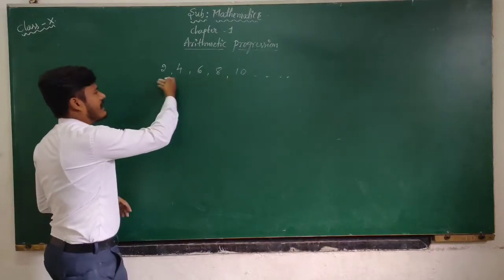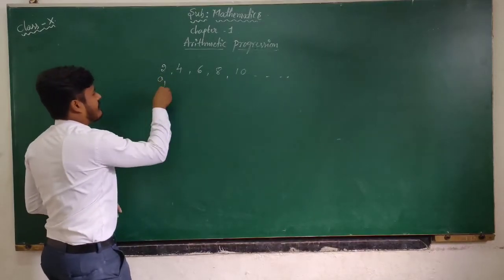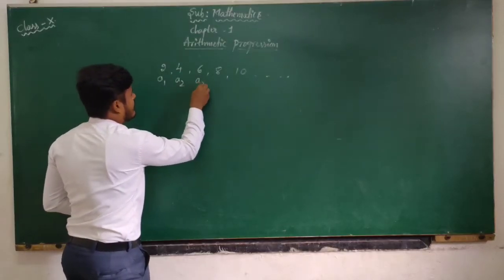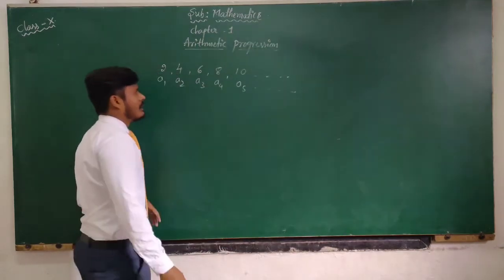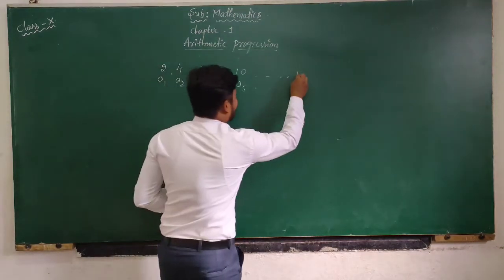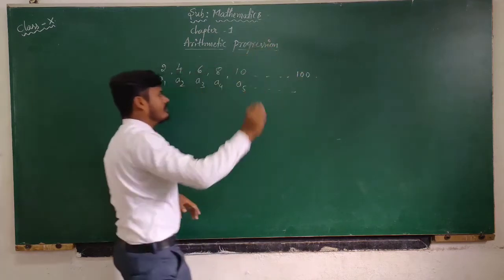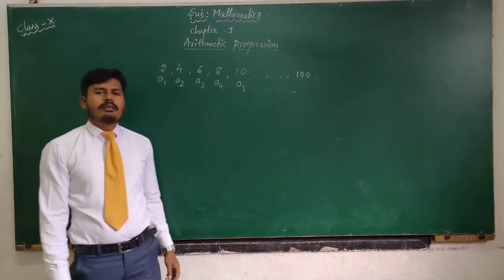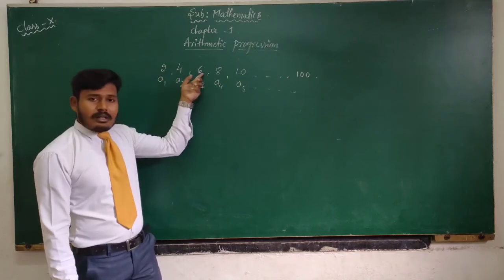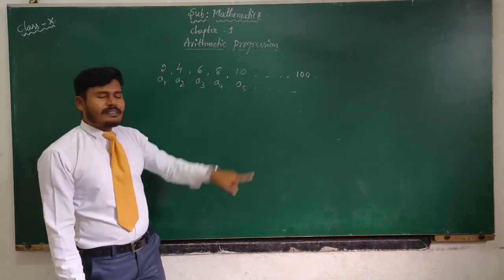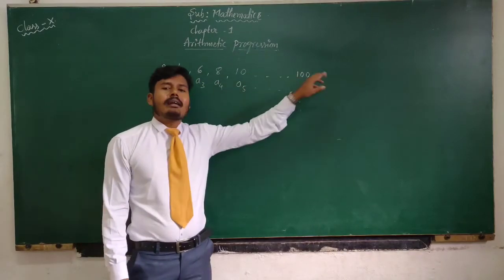And how can you identify these terms? Here it is first term, second term, third term, fourth term and fifth term and so on. So if we consider another term, 100 is here. We observe that here 2 is the first term, 6 is the third term, 10 is the fifth term, but what about 100?